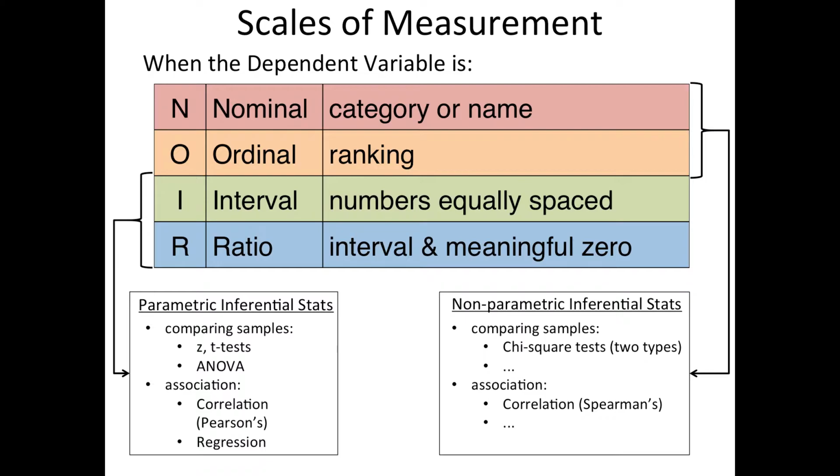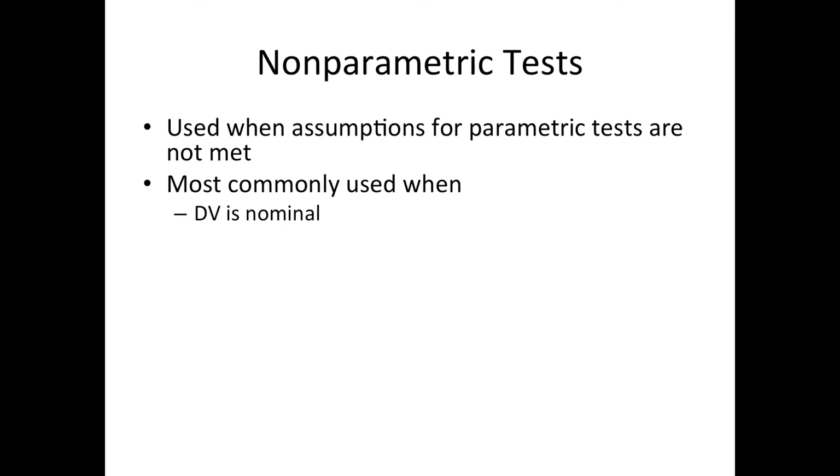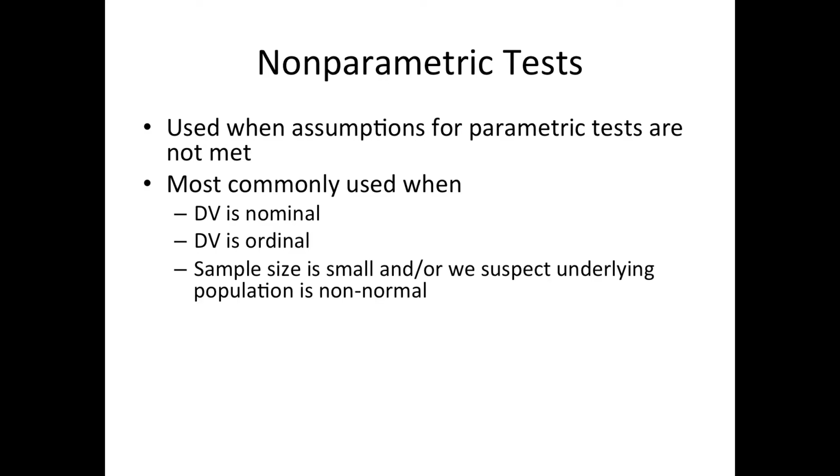So what does it mean for a test to be non-parametric? We can apply them to those situations, but they're different from parametric tests in one more important way. When the assumptions for parametric tests are not met, specifically when one of these three things happens: when the dependent variable is nominal, when it's ordinal, or when the sample size is small, like 10 or under 30 generally, or we suspect the underlying population is non-normal.